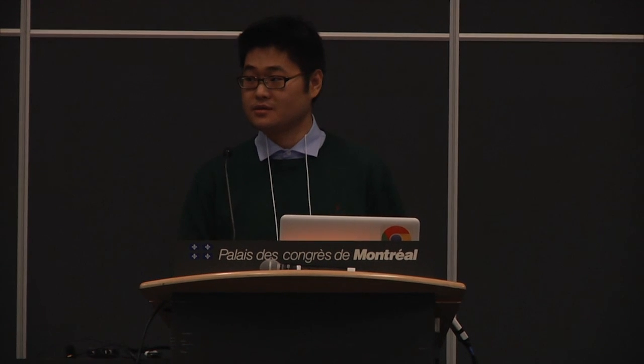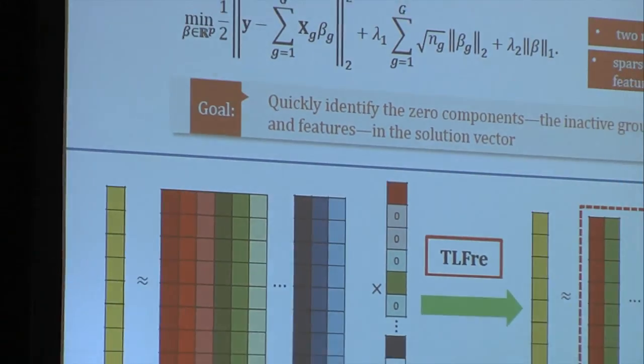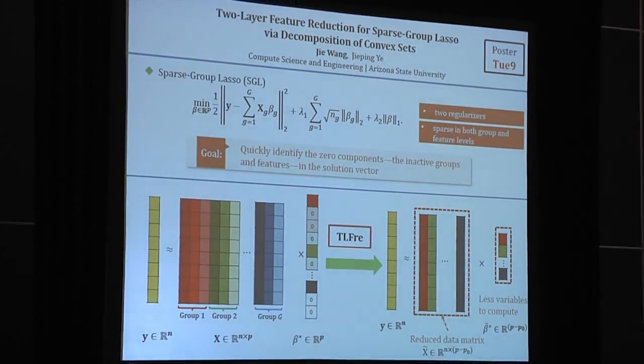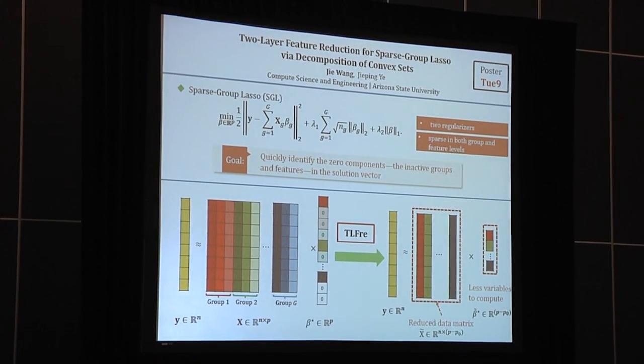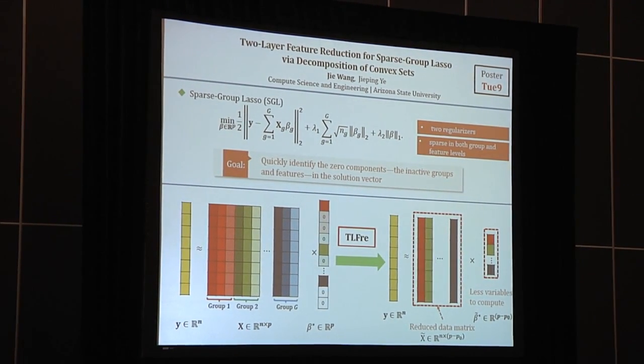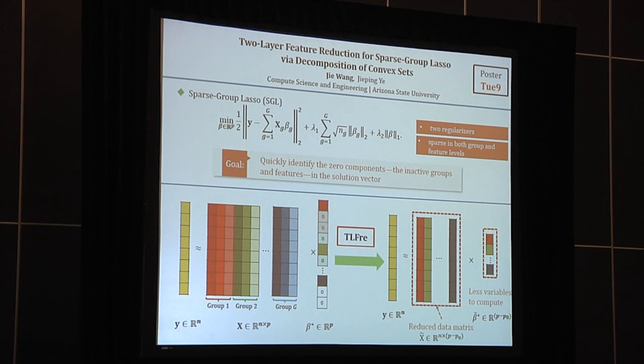Sparse group Lasso is a powerful technique to discover sparse patterns in both group level and within group level. However, for large-scale data, it remains challenging to solve the SGL problem, as it has two non-smooth regularizers. Screening has been shown to be very effective in scaling the data and improving the efficiency of many popular sparse models. Essentially, the idea of screening is to quickly identify the zero components in the solution vectors, such that we might have a reduced data matrix and much less variables to compute.